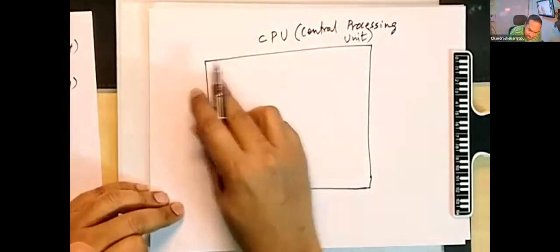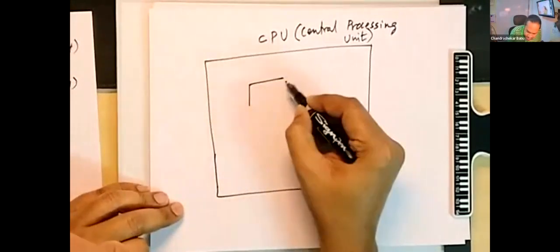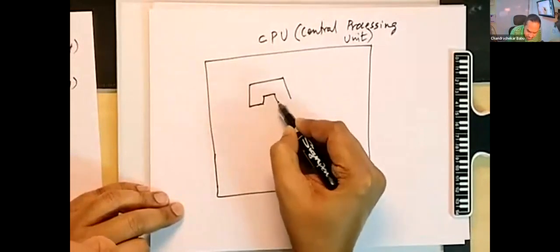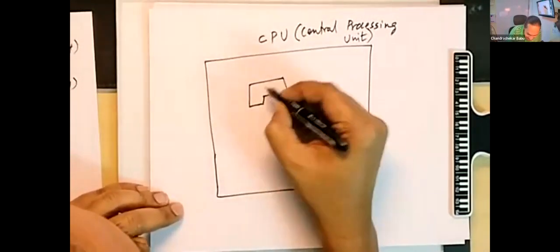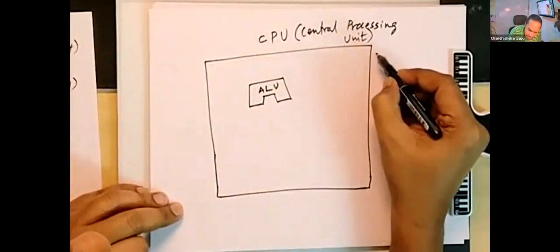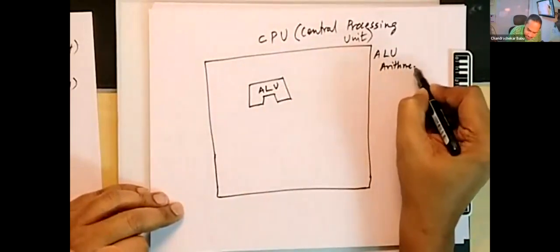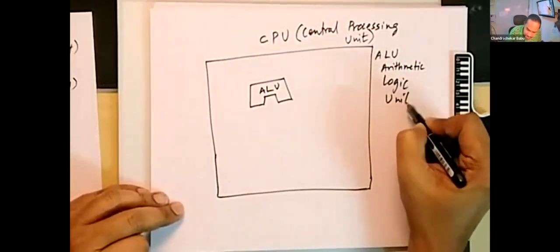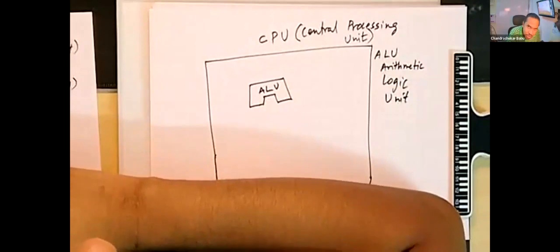So a central processing unit, the major part of it is something called an ALU. ALU is represented symbolically like this by most CPU designers. Looks like a half trouser. Okay, yeah, this is an ALU. ALU stands for Arithmetic and Logic Unit. The job of ALU is to do all arithmetic operations and logical operations.